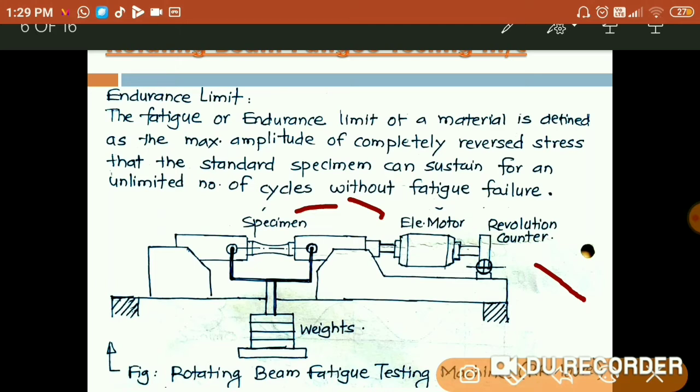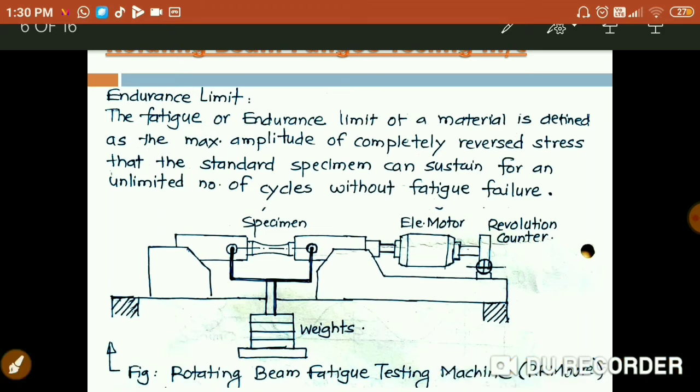This specimen is subjected to a load which you can see from here. So the experiment is performed and you will have to note down the stress when the first fatigue crack occurs, which is recorded on the revolution counter. Self-aligning ball bearings are used to ensure that only radial loads are applied on the specimen. Thus the test specimen is subjected to pure bending and the magnitude of bending stress is adjusted by means of weights. You can see the weights shown here.